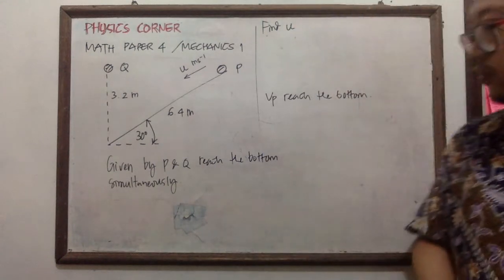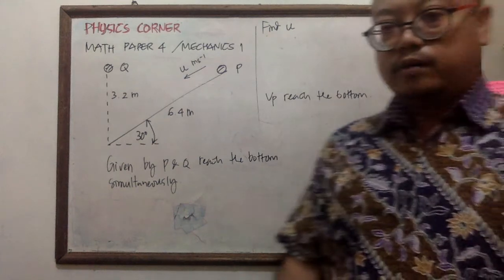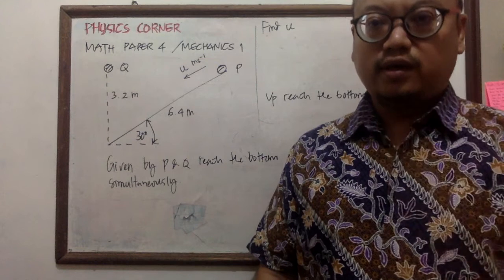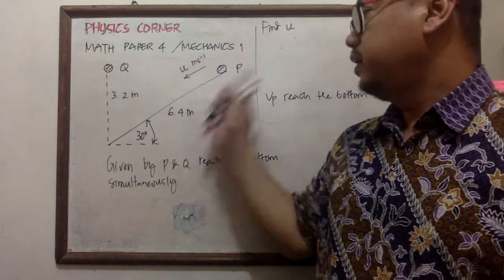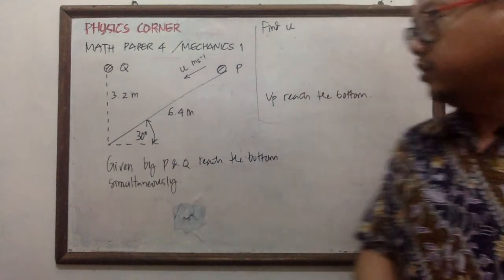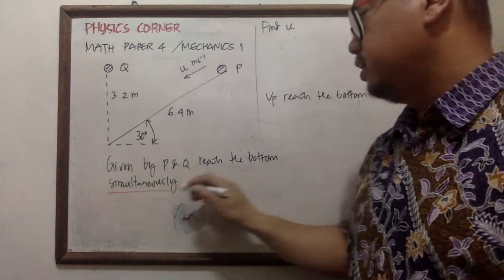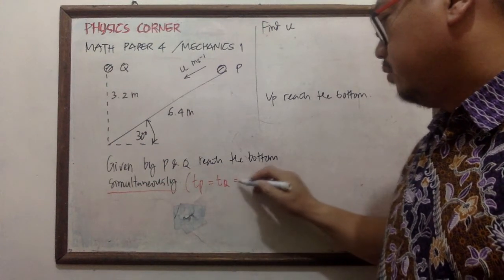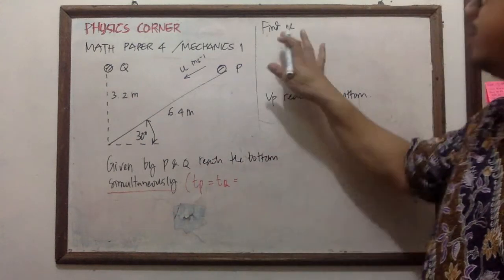Okay, we try to solve the first question: find U. Before we get U, we need the time taken for P to reach the ground. So we can use the keyword simultaneously. This is equal: TP is the same as TQ. We don't know how much it is yet, so we can find that first.